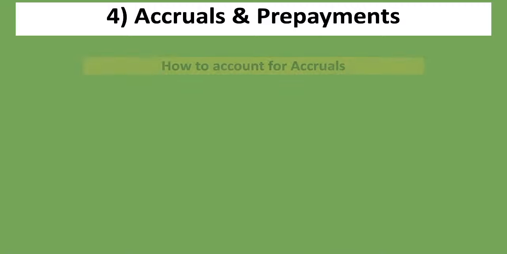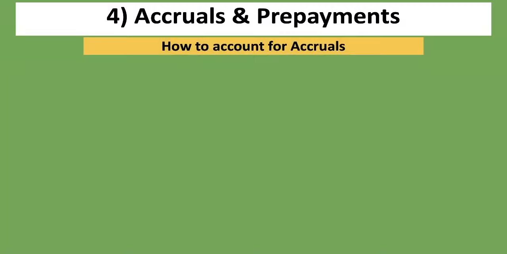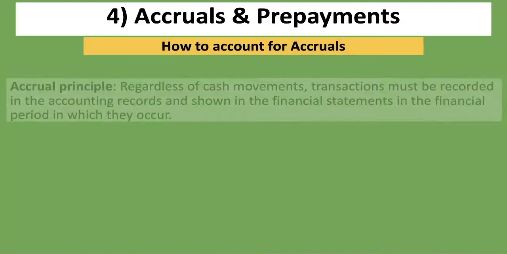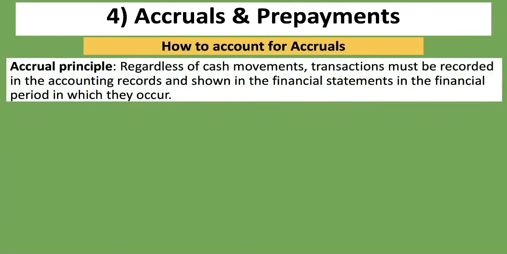So we're going to focus on how to account for accruals, and this is based on some accounting principles that we need to bear in mind. The first one we're going to look at is the accrual principle. This principle states that regardless of cash movements, transactions must be recorded in the accounting records and shown in the financial statements in the accounting period in which they occur. So it's regardless of cash movement. You have to account for them in the period in which they occur, regardless of cash movements.